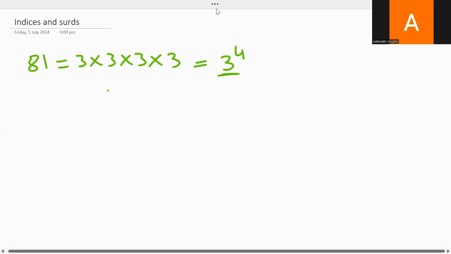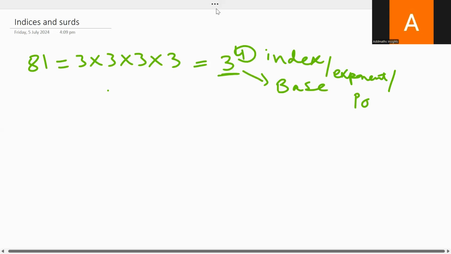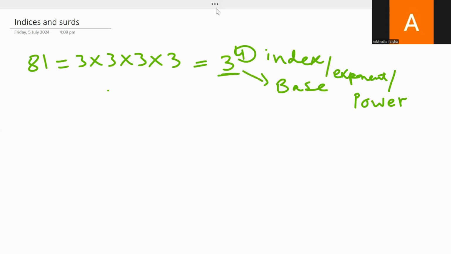Here this 3 is called the base, and 4 is called the index, or you can say exponent, or power. So in this video, you will learn to simplify expressions involving indices. And you must know all the laws of indices.